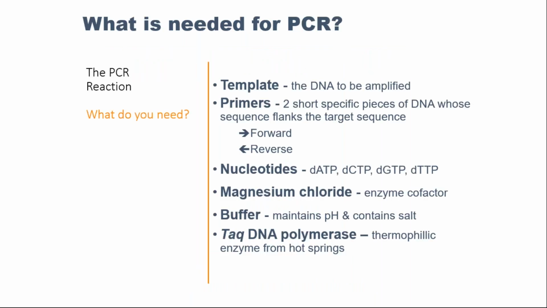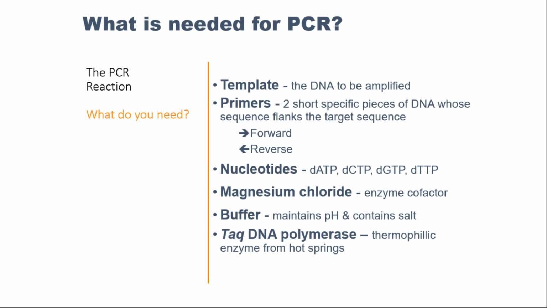So what is needed for PCR is the template. The template is the DNA, and you will be isolating the DNA. The next is primers. That means two short specific DNA sequences which will match the left and the right end of that unique target sequence that you want to amplify. These are called the forward primer and the reverse primer.